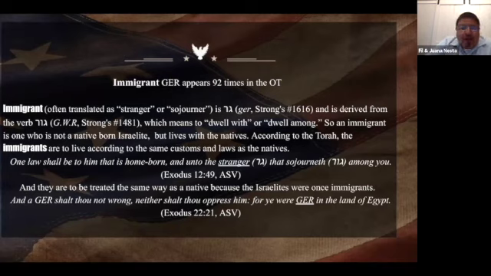According to the Torah, the immigrants are to live according to the same customs and laws as natives. One law should be to him that is homeborn, and unto the stranger, the ger, the sojourner among you. So these are people that are foreigners, but that decide to live within the Israelites. And so they have to acculturate themselves to Hebrew customs and adopt the Torah.